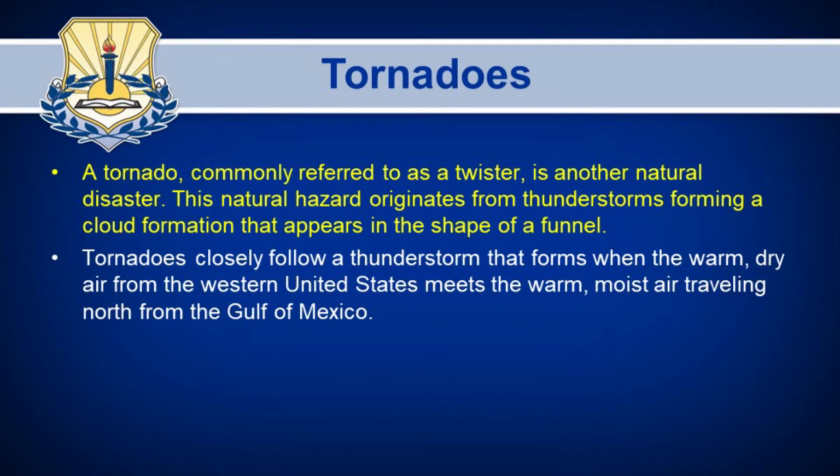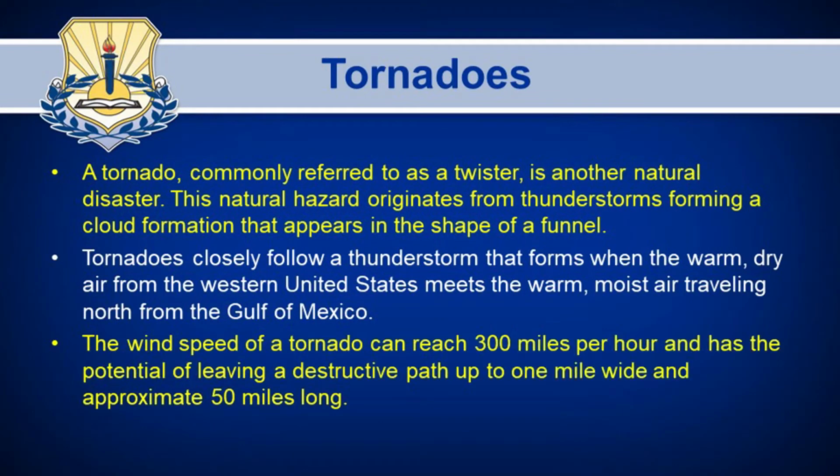But the wind speed of those tornadoes can reach a huge mile per hour rate of 300 miles an hour, as well as the potential for leaving a destructive path as far as a mile and a half wide, and then approximately 50 miles long. That's what we're referring to when we have our F5 tornadoes, etc. These are very powerful storms.